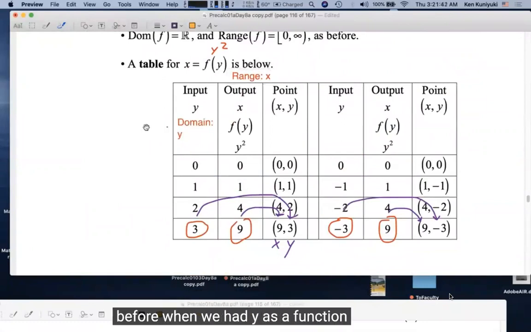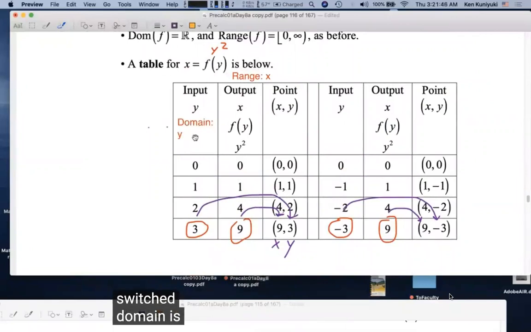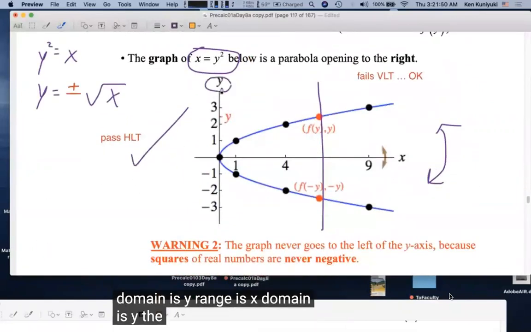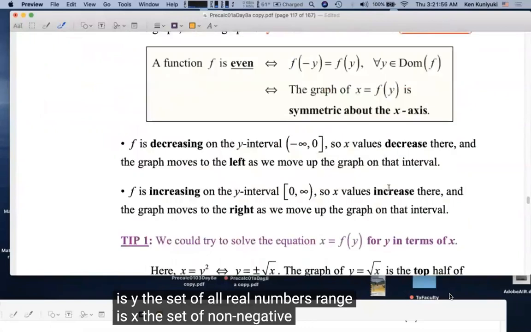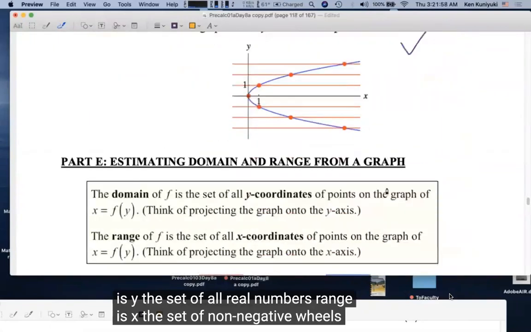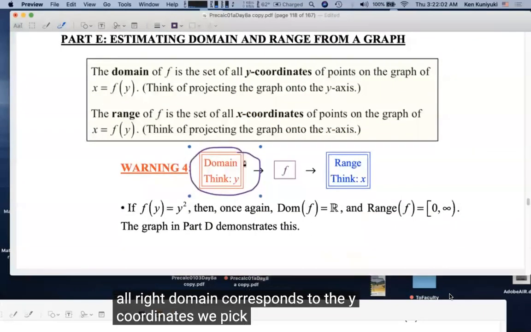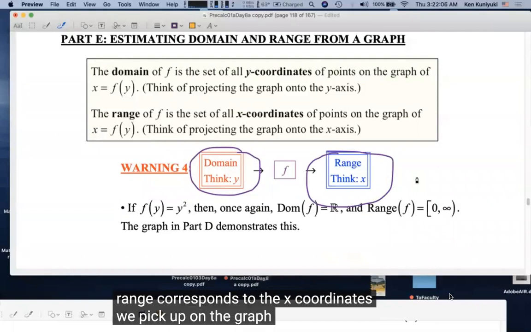Before, when we had y as a function of x, domain was x, range was y. Now it's switched. Domain is y, range is x. Domain is y, the set of all real numbers. Range is x, the set of non-negative reals. Domain corresponds to the y coordinates we pick up on the graph. Range corresponds to the x coordinates we pick up on the graph.